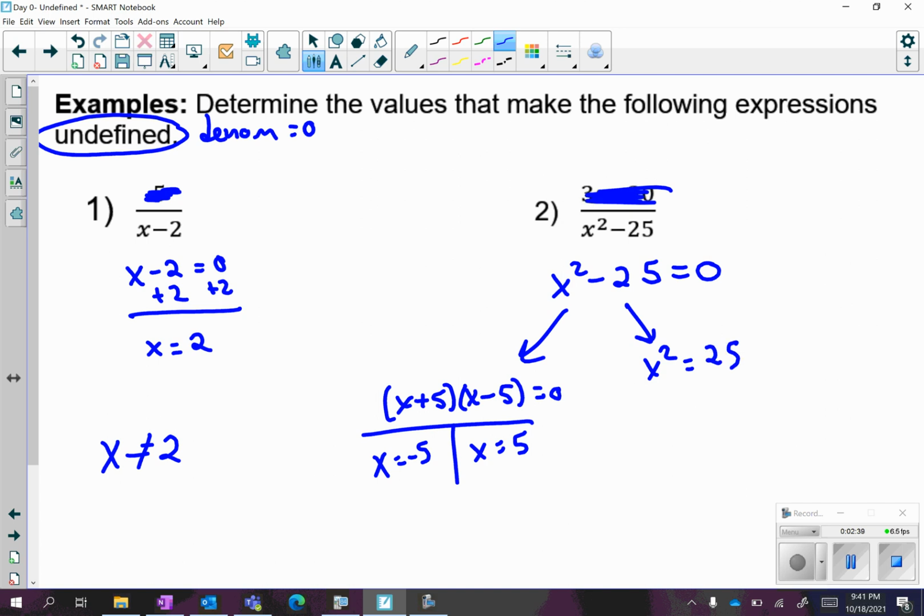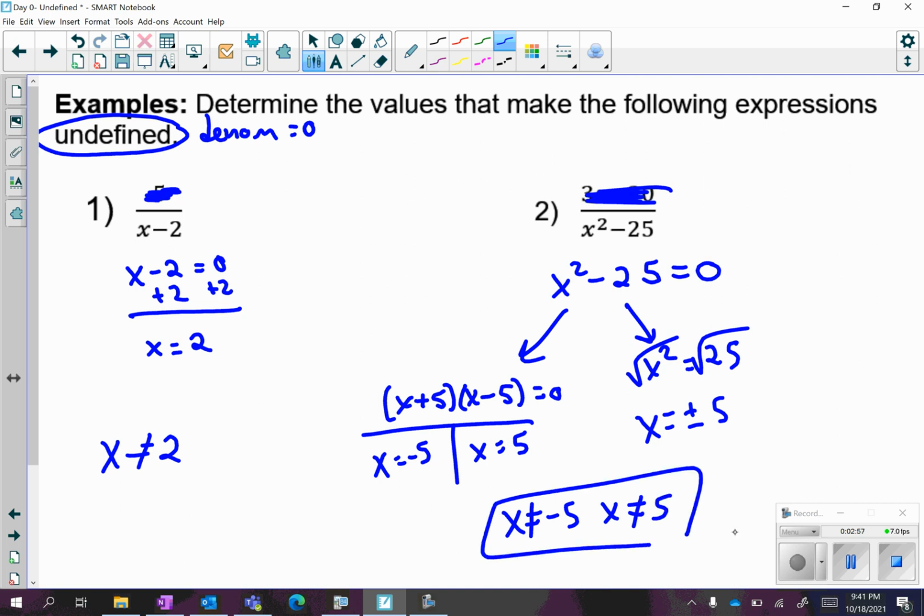Now keep in mind, when you bring the 25 over and you take the square root, a square root means you need a plus or minus. So you end up getting the same answer, and our excluded values are that x can't equal -5 and x can't equal +5, because they make the denominator equal to 0 when you plug them in.